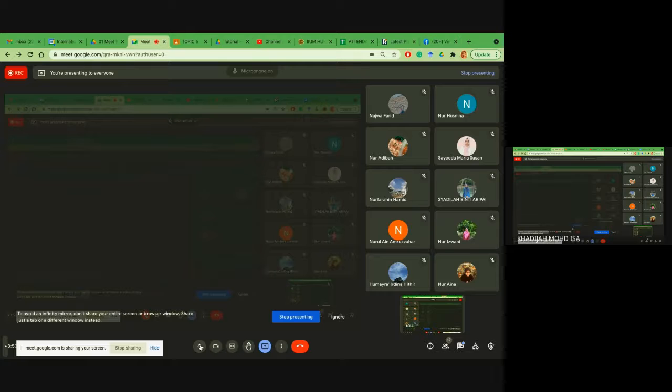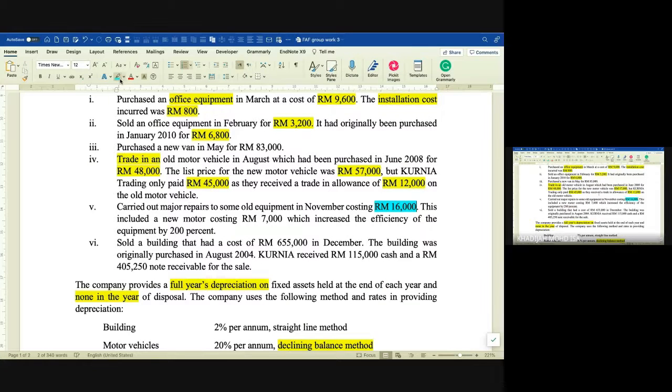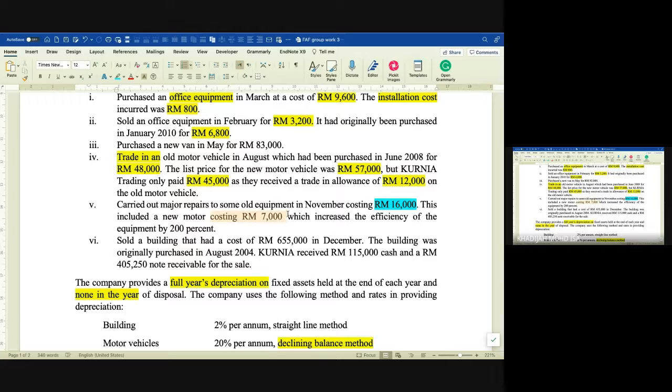All right, for this question, you have the 16,000 here. Included in the 16,000 is 7,000, the cost of a motor that increases the efficiency of the machine. So what happened is that now you have major repairs. Repairs is a revenue expenditure. But because of these repairs, you have the 7,000 that will increase the efficiency or the productivity of the equipment by 200%. So that portion that increases the productivity, the 7,000 cost of the motor, will be capitalized. So instead of having repairs of 16,000, you only have repairs of 9,000.